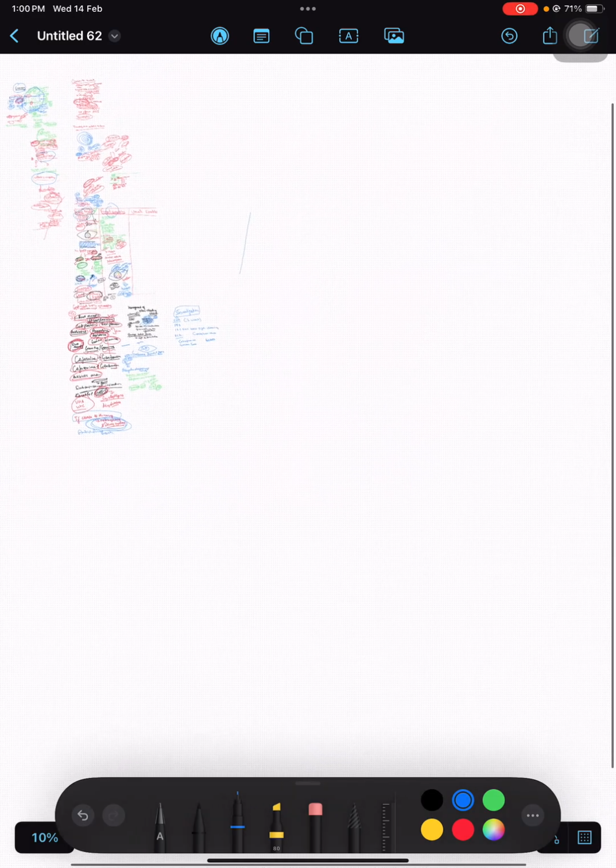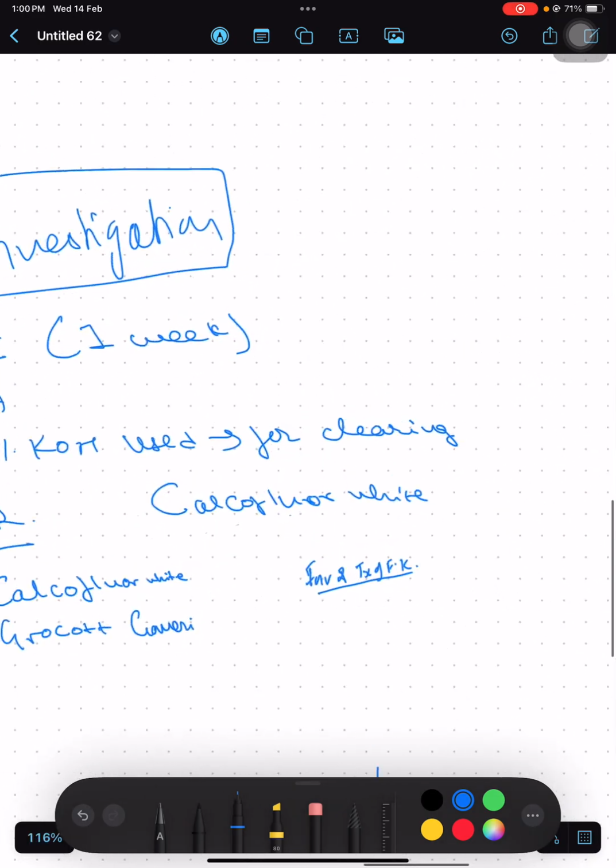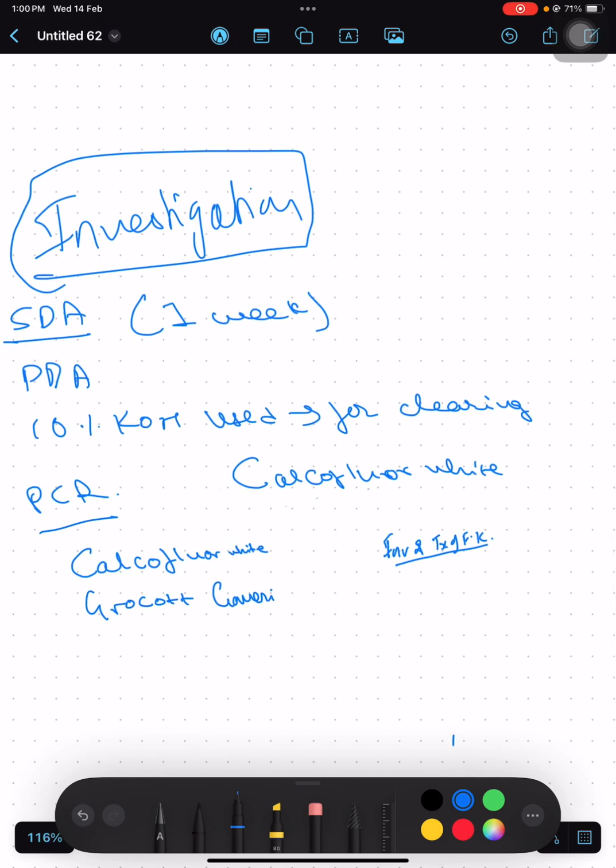Okay, so let's start. For the investigation, we are going to use Sabouraud's dextrose agar and PDA, that is known as potato dextrose agar. Okay, potato dextrose agar. Write with me.